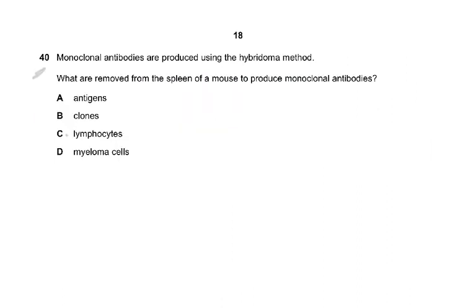To the last question, which is 40. Monoclonal antibodies are produced using the hybridoma method. What are removed from the mouse to produce them? You inject the antigen into the mouse, and then after a few days from the spleen, you extract the plasma B cells. That is why the answer is plasma B cells, which are lymphocytes. There are many different types of lymphocytes. The B cells will become plasma B cells and memory B cells. So we take out the plasma B cells and fuse them with the cancer cell, and it becomes a hybridoma, and then of course it keeps on making monoclonal antibodies for us.